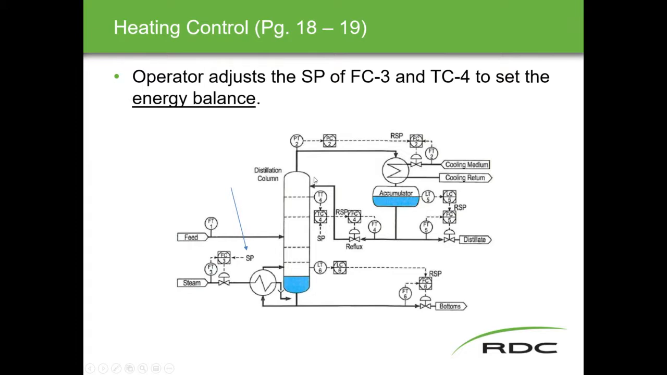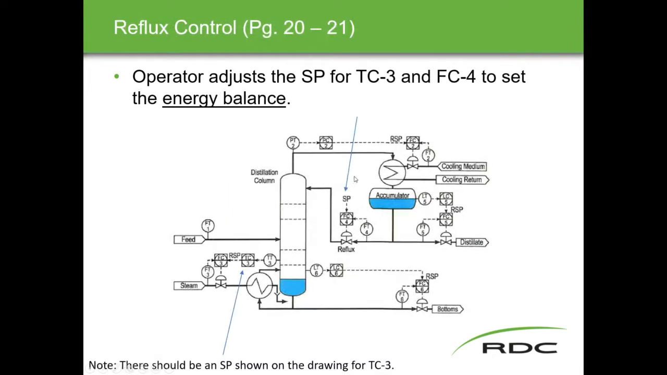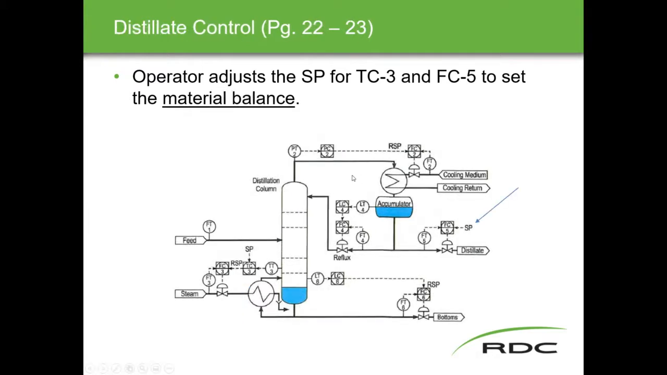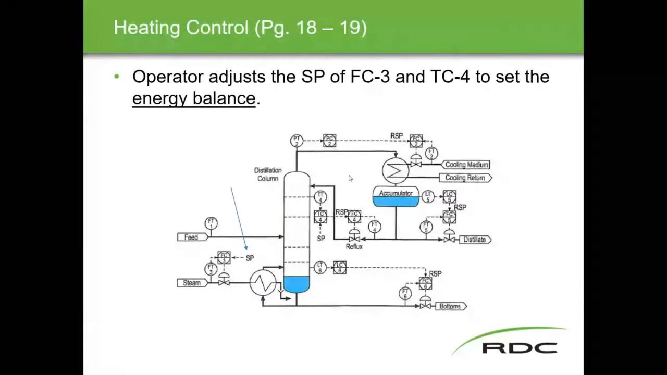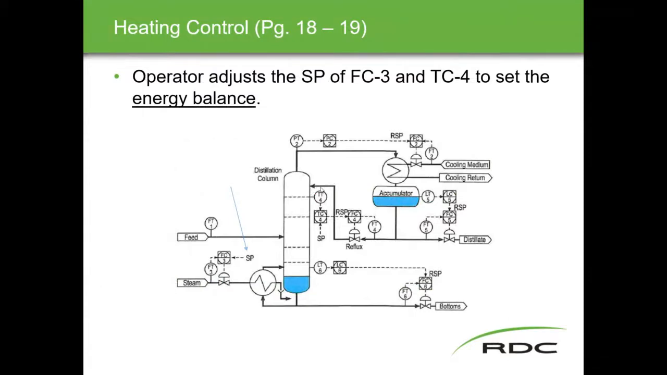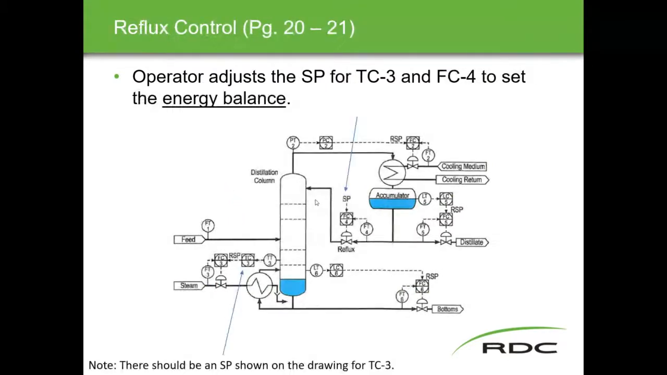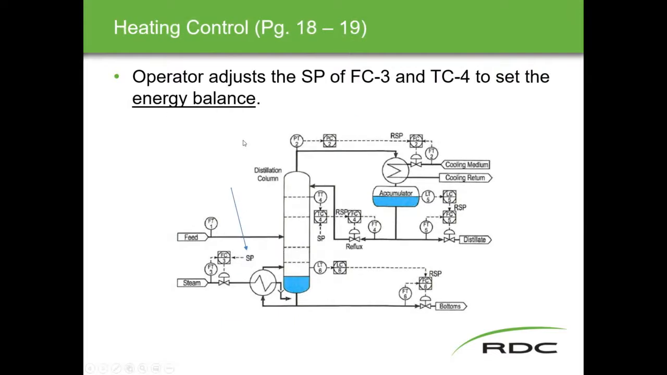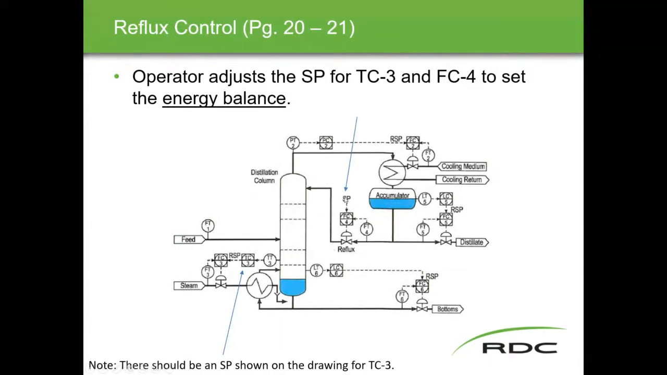So let's look to see what happens. Next slide here. Reflux control. Looking at the same slide, reflux control. There's the reflux set point. There should be a set point shown on the drawing for temperature controller 3. That's not shown. The key point here, of course, is the reflux control on this one.